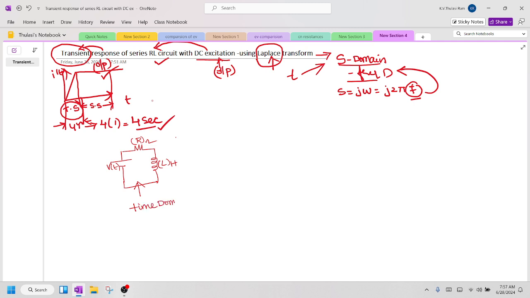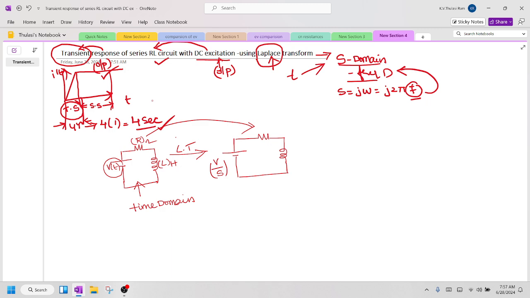Now we are converting this time domain into frequency domain. When you convert this time domain into frequency domain, the network will be converted like this. This is nothing but a resistor, and this is nothing but an inductor. The input applied is a constant voltage. The Laplace transform of a constant is V by S. I'm writing V by S.